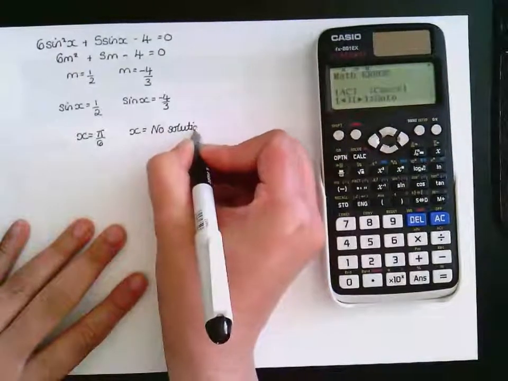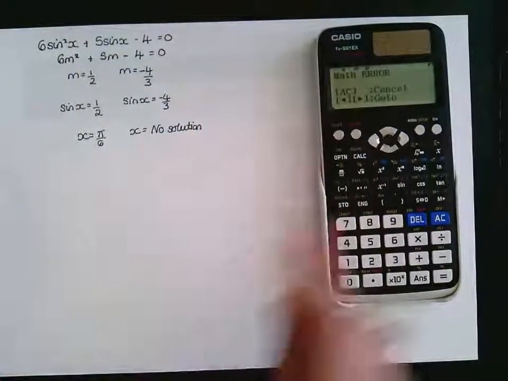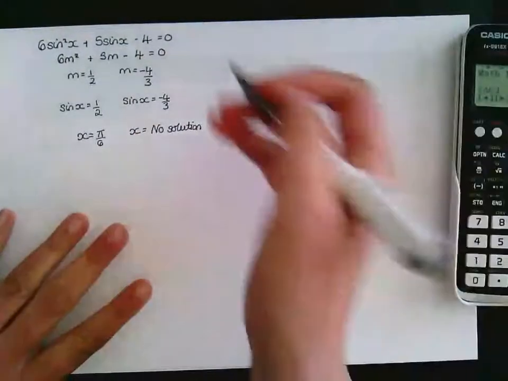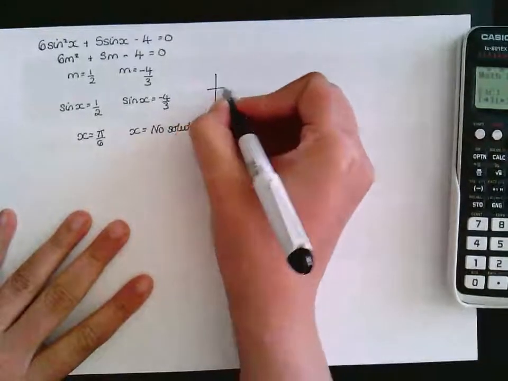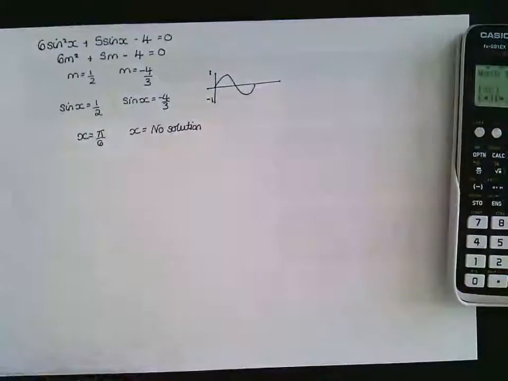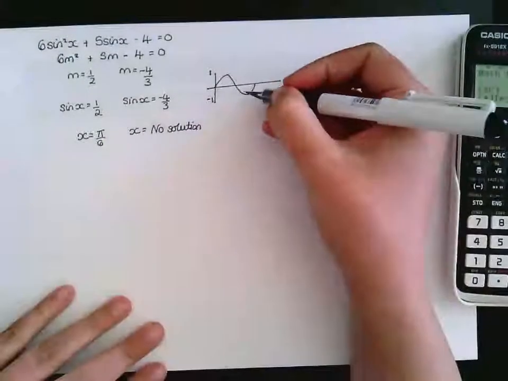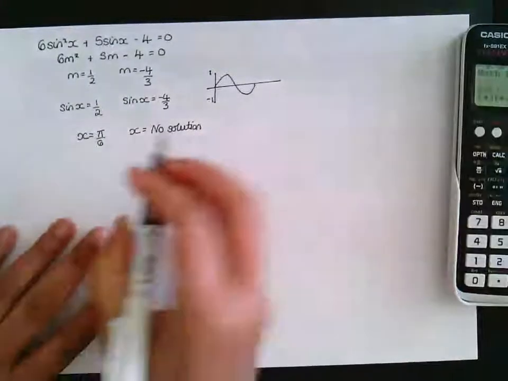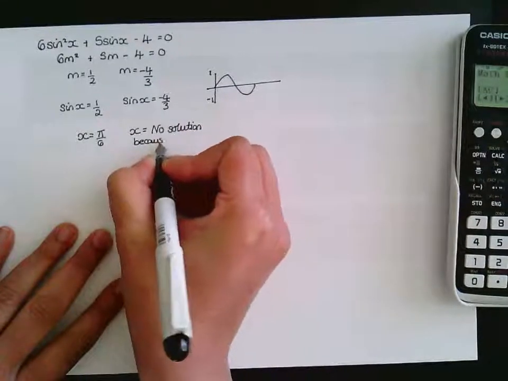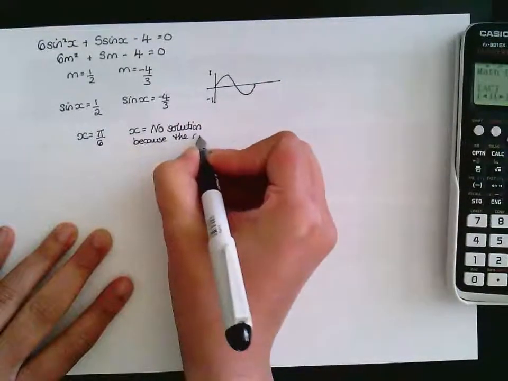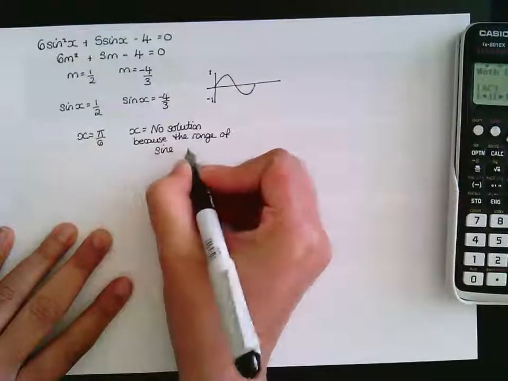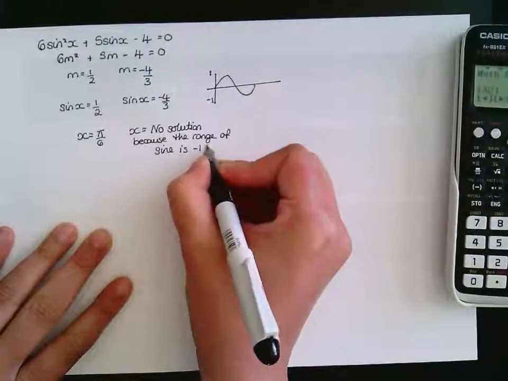And very often on these equations, you're asked to justify your answer. Writing math error will not give you this mark. The reason this one has no answer is you should know sine only goes up to 1 and down to -1. So we cannot get an answer of -4 over 3. So we've got no solution because the range of sine is -1 to 1.